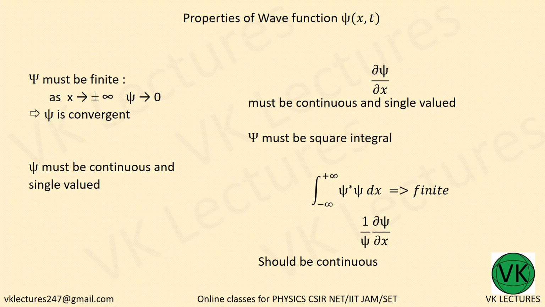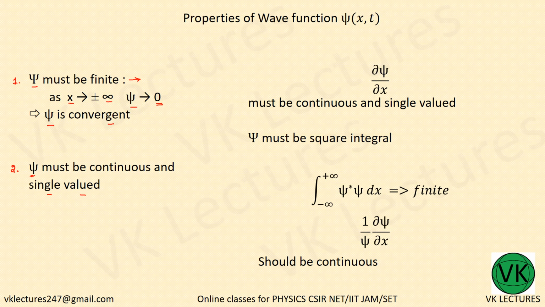Properties of wave function. Psi must be finite. What does it say? As x tends to plus or minus infinity, the wave function psi should go to 0. That means it must be convergent, that is psi is converging as x tends to infinity. This is the first property. The second one is that the wave function psi must be continuous and single valued.